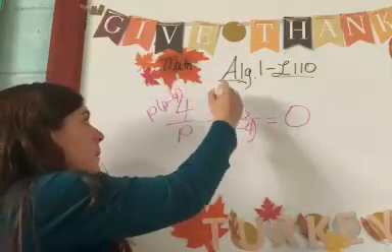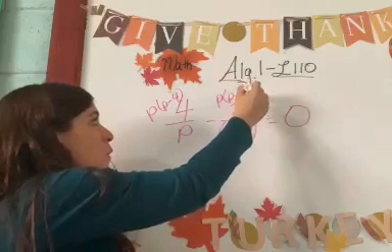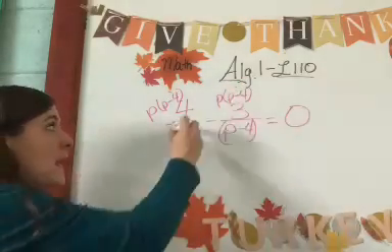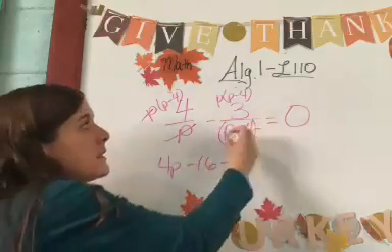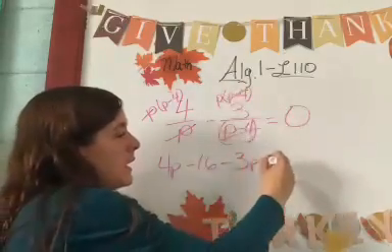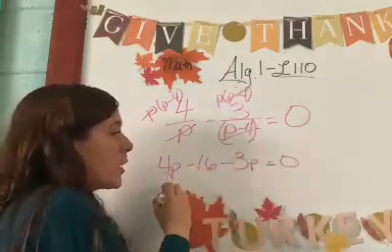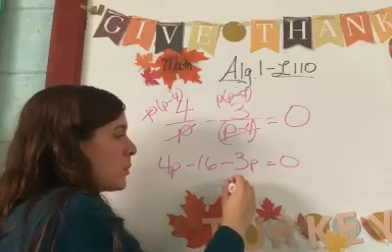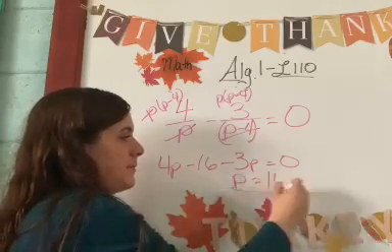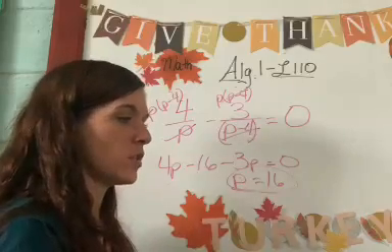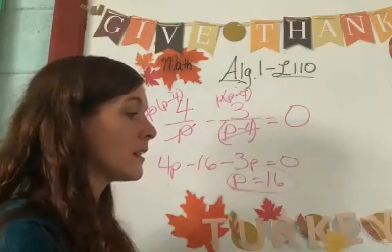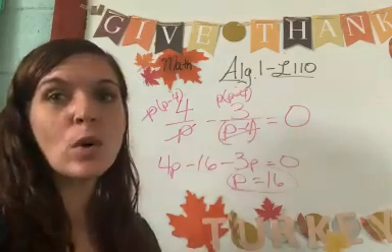Your least common denominator is going to be p times p minus 4 after I put the parentheses around there. Cancel, it's going to be 4p minus 16 minus, this is going to just be 3p equals 0. 4p minus 3p is going to give you p equals 16. And there is your answer. Okay? Go ahead and do your practice, and I'll come back and show you what the answers were.